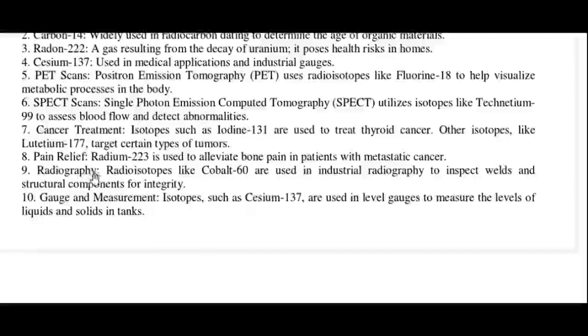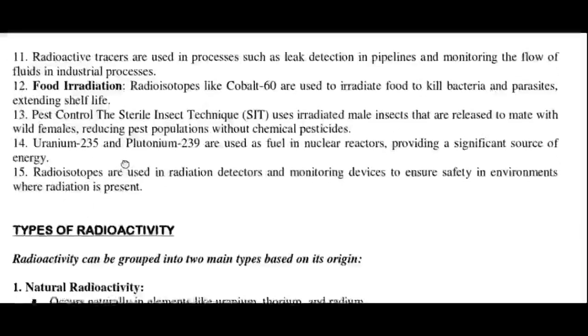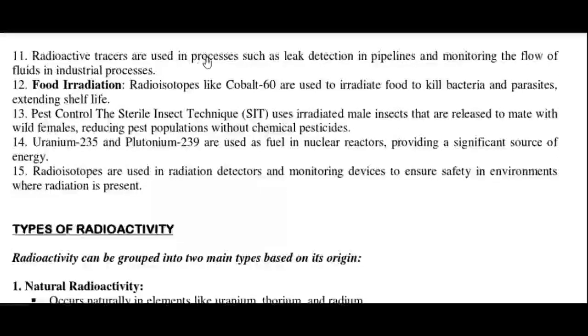Then number 9, we have radiography. Radioisotopes like cobalt-60 are used in industrial radiography to inspect welds and structural components for integrity. Number 10, gauge and measurement. Isotopes such as cesium-137 are used in level gauges to measure the levels of liquids and solids in tanks. Then 11, radioactive tracers are used in processes such as leak detection in pipelines and monitoring the flow of fluids in industrial processes.